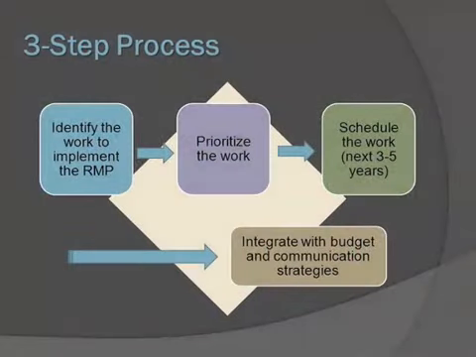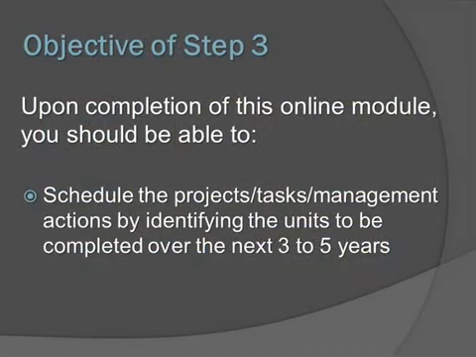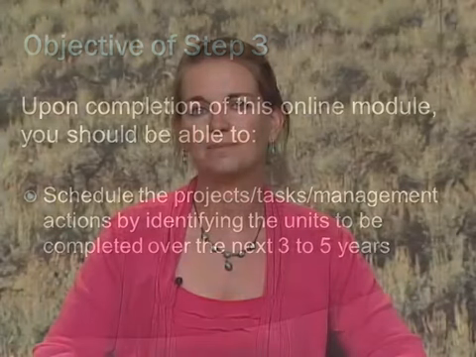Now, in case it's been a while, here's a little reminder that developing a strategy to implement your plan is a 3-step process. In step 1, you identified the project's tasks and management actions that would be required to implement your RMP and to complete your day-to-day duties. In step 2, you identified the priority and magnitude of the work that was identified back in step 1. And step 3, which is this step, consists of scheduling the work over the next 5 years. Now, to successfully complete this module, you will schedule the projects and tasks from step 1 by identifying the units that need to be completed over the next 5 years.